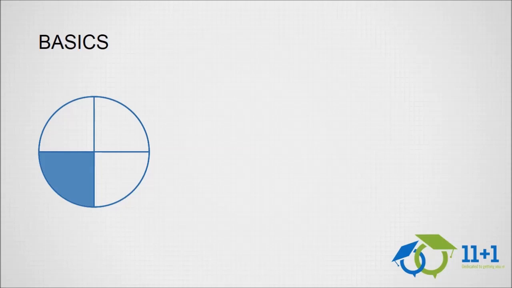Here is a circle. You'll see that the circle is made up of 4 same-sized parts. One of these 4 same-sized parts is shaded in blue. So we can say that a quarter of the circle is shaded in blue. The bottom number in a fraction refers to the total number of parts, and the top number refers to the one we're talking about. So here this shows that 1 out of the 4 parts is shaded in blue.